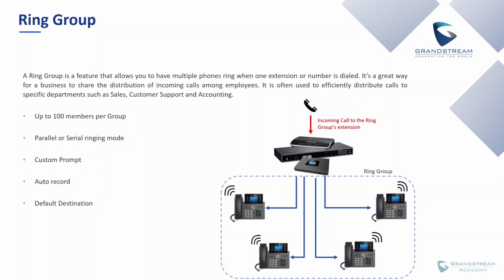Simultaneously means ring all the members at the same time. In order means ring the members in the order configured in the Ring Group. If the first member doesn't answer, it will stop ringing and start ringing the second one. Custom prompt: users can set a custom prompt for a Ring Group to announce to the caller. Auto record: users can enable automatic recording of the calls on the Ring Group. When no one in the Ring Group answers, the call will be redirected to a pre-configured destination.